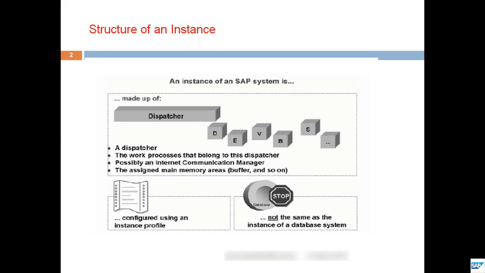So if you see the graphic, it shows that an instance is made of a dispatcher. The blocks on the right that you're seeing, D, E, V, B, S, are nothing but the ABAP work processes which you are going to learn. D is dialog, E indicates the enqueue work process, V is the update work process, B is background, S is spool, and there is one more, M, which is the message work process. So these are the work processes.